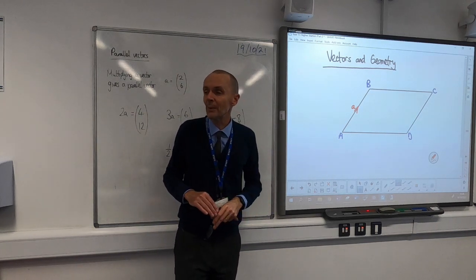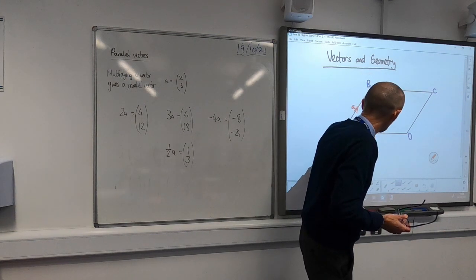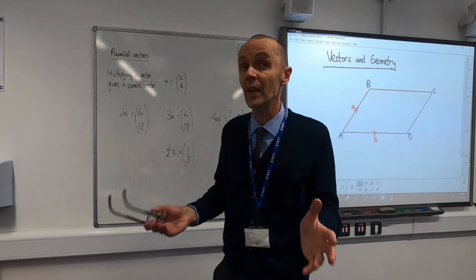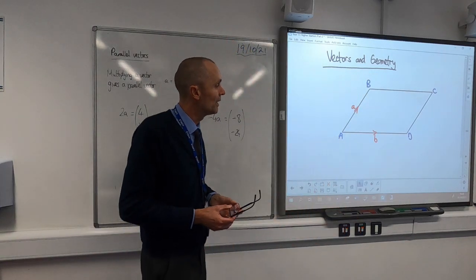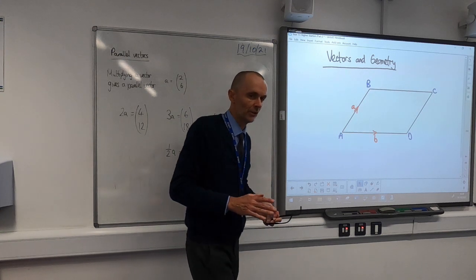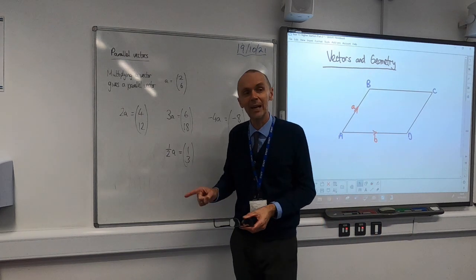Let me tell you about the second vector. It's called little b. And little b just so happens to be the same as the journey from A to D. But it's not fixed. It could be anywhere. So my first question is, can you label anywhere else on your diagram a vector which is the same as a and the same as b?